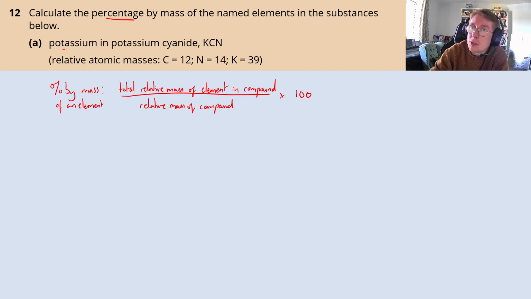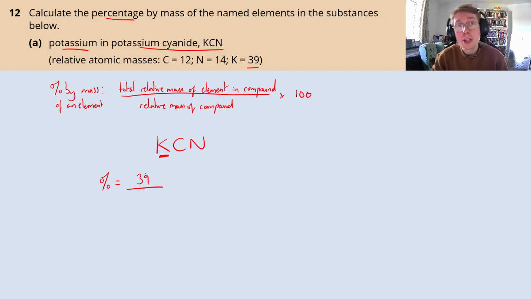So we're looking first of all at potassium in this substance, potassium cyanide. So the formula is KCN. We're told that in the question. There's only one atom of potassium in there, the K. So that means in my equation, we're going to have on the top just the total relative mass of potassium, which is 39, because there's only one atom of potassium. We're going to be dividing that by the relative mass of the compound.